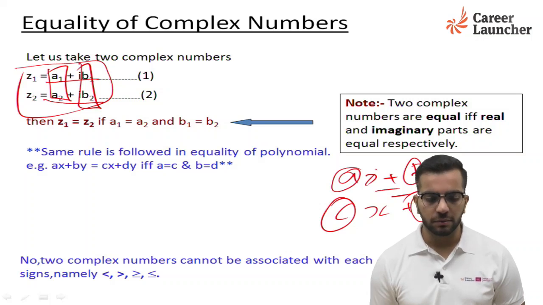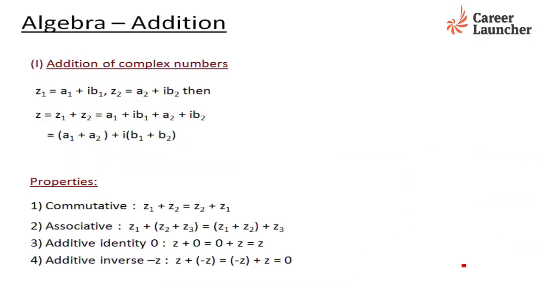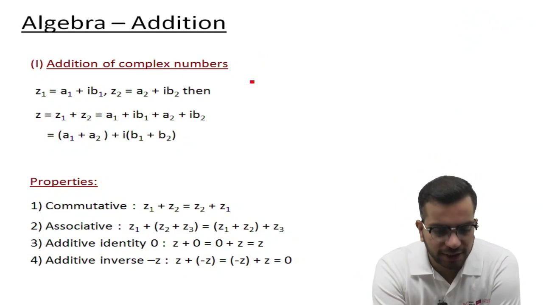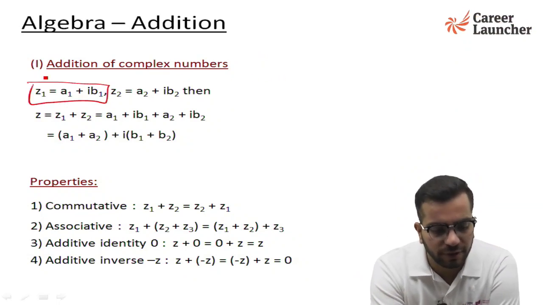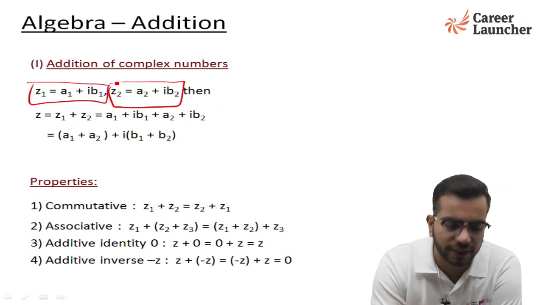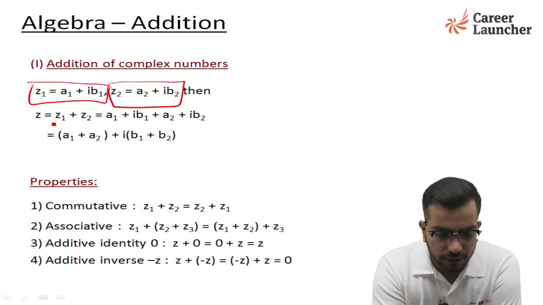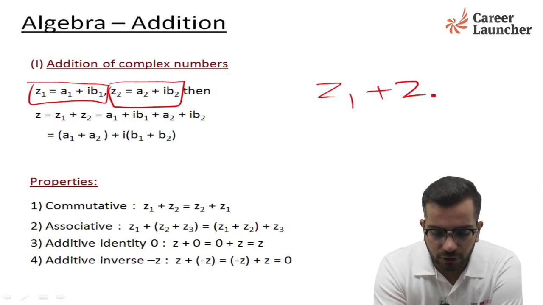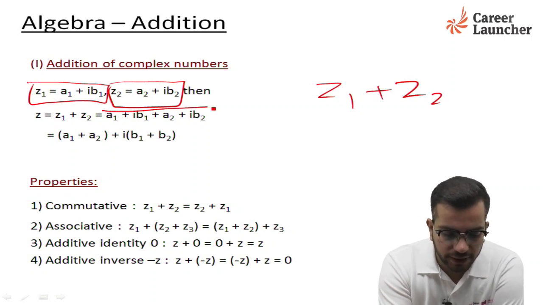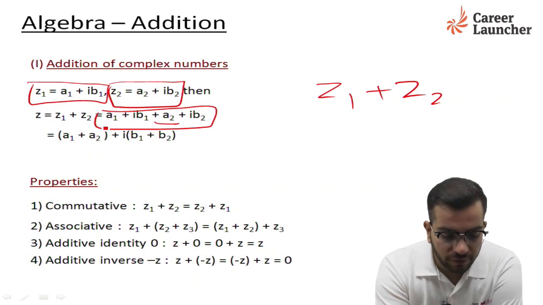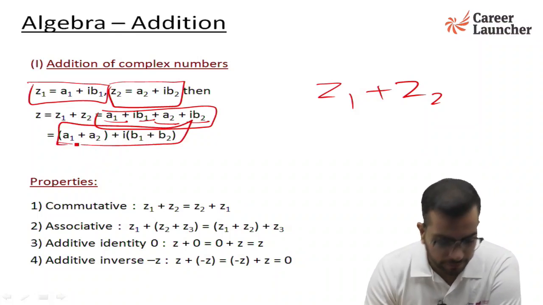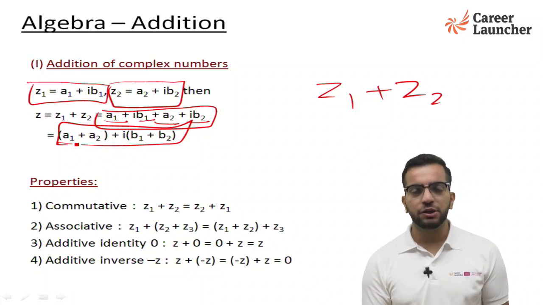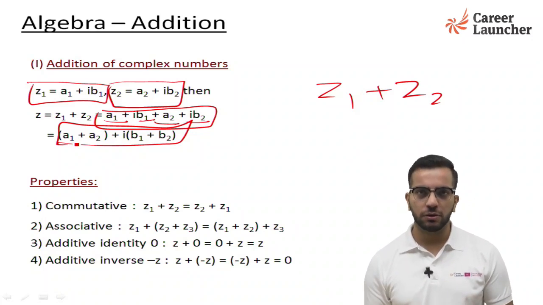Now algebra of complex numbers, that is addition of complex numbers. Let's take a complex number a1 plus iota b1 and a second complex number a2 plus iota b2. Then z1 plus z2 will be equal to this term. The real part will be added to the real part and the imaginary part will be added to the imaginary part. Means the sum comes out to be this. So addition of two complex numbers gives us a complex number.